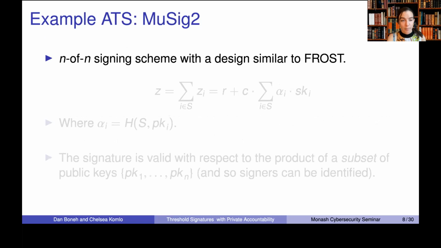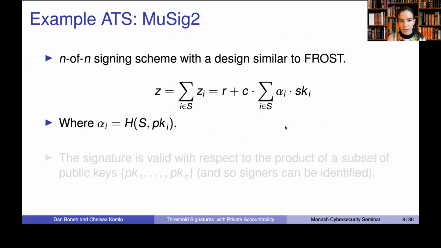So interestingly, we already also have ATSs, and in the literature, an existing ATS is what is called MuSig2. MuSig2 is an N out of N signature scheme, and its design is very similar to Frost. In MuSig2, the response is again the sum of these responses from each of the signing participants. But here, the sum is with respect to the output of some hash function and all of the secret keys for all of the signers.